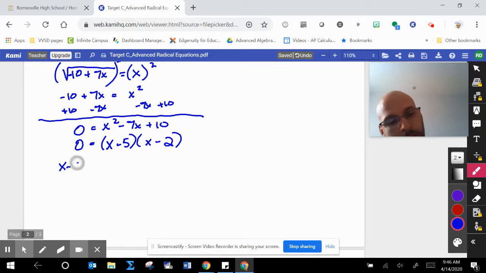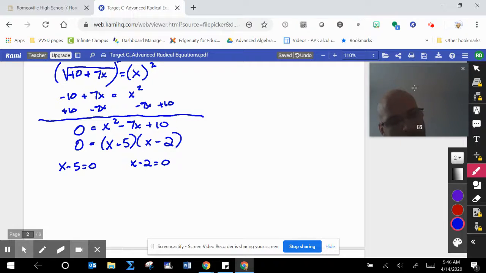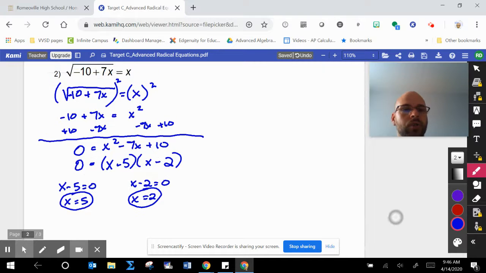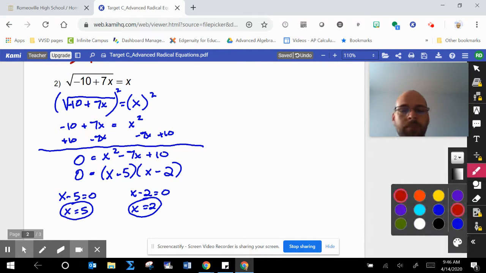So I'm going to make my x minus 5 equals 0 and my x minus 2 equals 0. And if you add the 5 over, we're going to get x to be 5. And if you add the 2 over, I get x to be 2. So those are my 2 preliminary solutions, right? But I still need to check them.